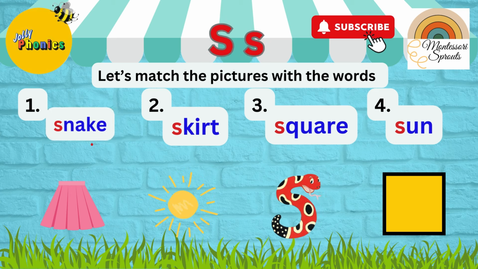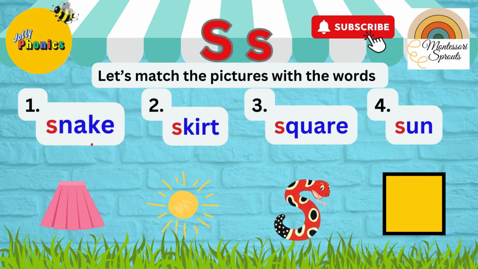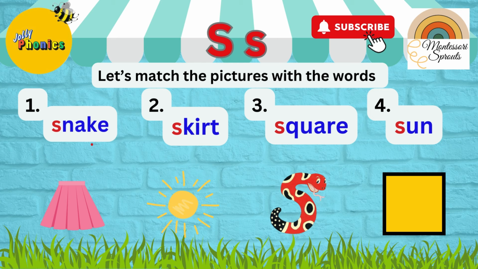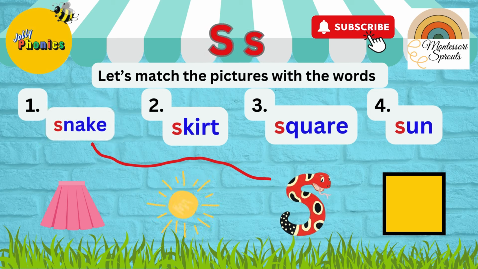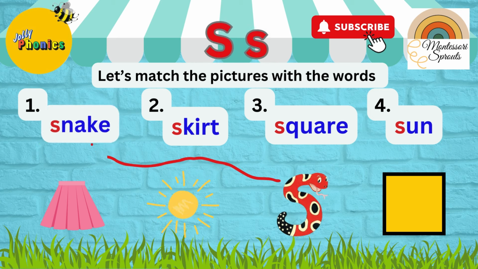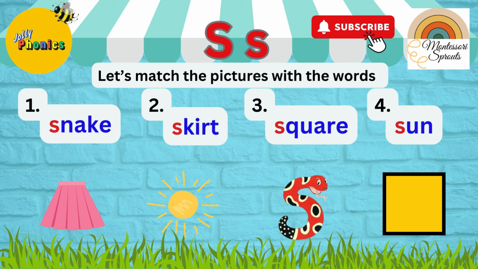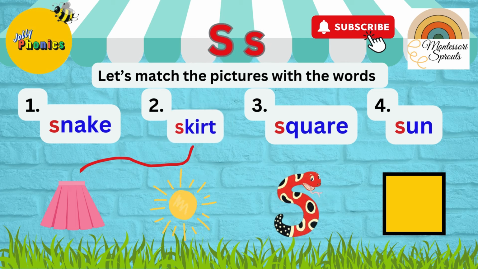Activity number three. Let's match the pictures with the words. Alright, let's get started. What's number one? It's snake. Can you find the snake? It's red and black, spotty snake. Well done, it's the third picture. Let's find number two. And it's skirt. The skirt is the first picture, which is a pink skirt.